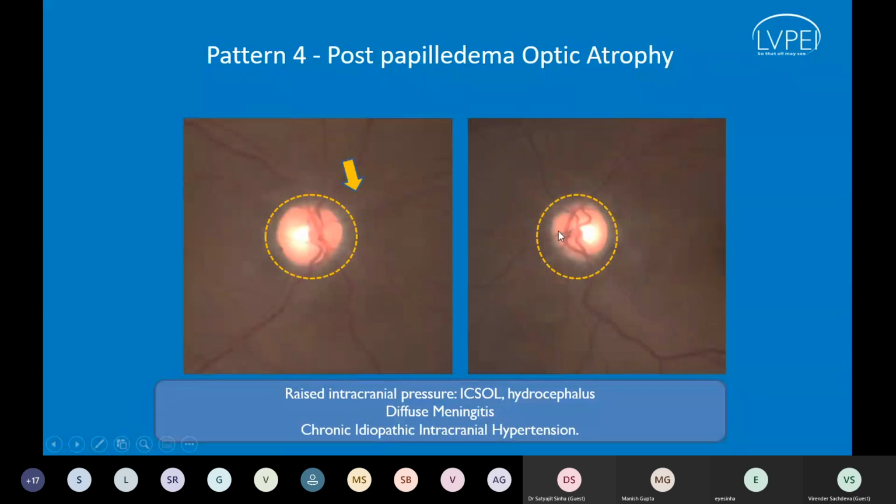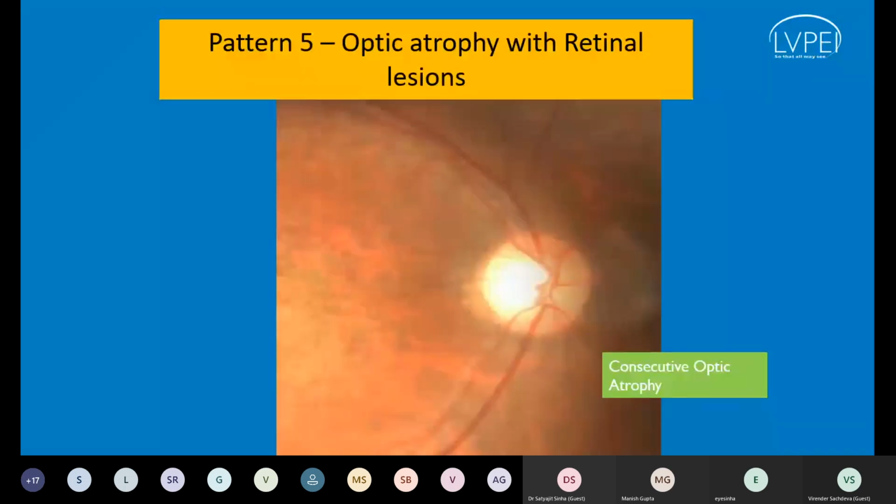But when you see a patient with a grayish-white pallor, blurring margins, attenuated blood vessels, and peripapillary pigmentary changes, think that the patient had post-papilledema optic atrophy, and it could be due to space-occupying lesions in the posterior fossa, hydrocephalus, diffuse meningitis, or chronic IIH.